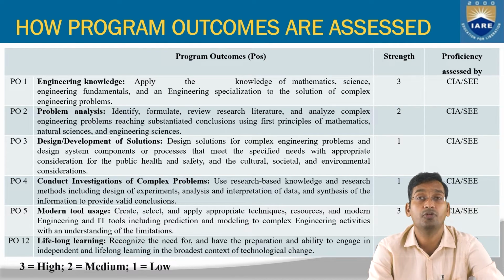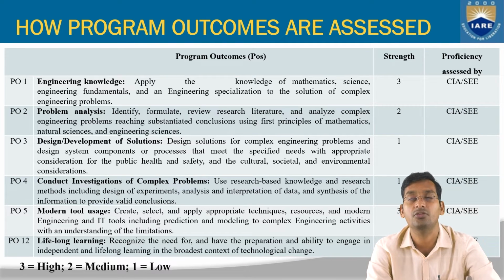PO3 is design and development of solutions: design solutions for complex engineering problems and design system components or processes that meet the specified needs with appropriate consideration for public health and safety, and the cultural, societal, and environmental considerations. Again, that will be taken care of, proficiency assessed in CIA and SEE. Next is PO4, conduct investigations of complex problems, right? Use research-based knowledge and research methods, including design of experiments, analysis and interpretation of data, and synthesis of the information to provide valid conclusions. That has strength 1, and that is again CIA and SEE.